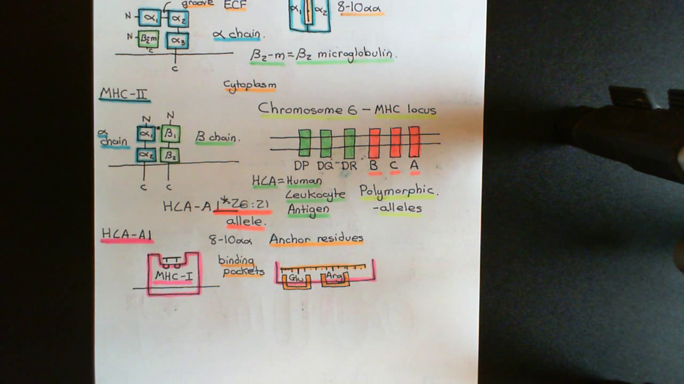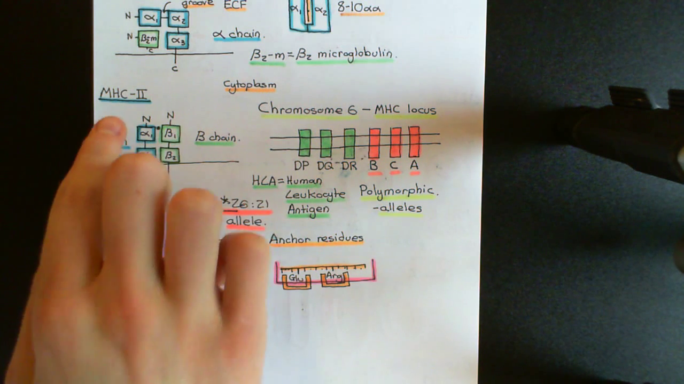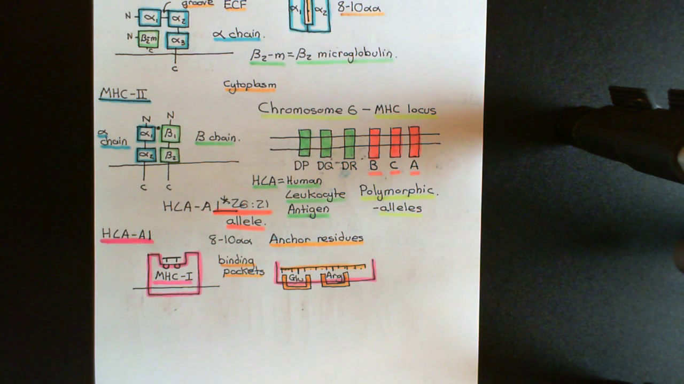Now, the genetics is complicated. It would be really simple if we just had one gene for an alpha chain for MHC class 1, and one gene for an alpha chain for MHC class 2, and one gene for the beta chain of MHC class 2. That's not the way it works. Instead, on both of the two chromosome 6s, we have a locus known as the MHC locus, the major histocompatibility complex locus. And in this locus we have 6 important different regions.